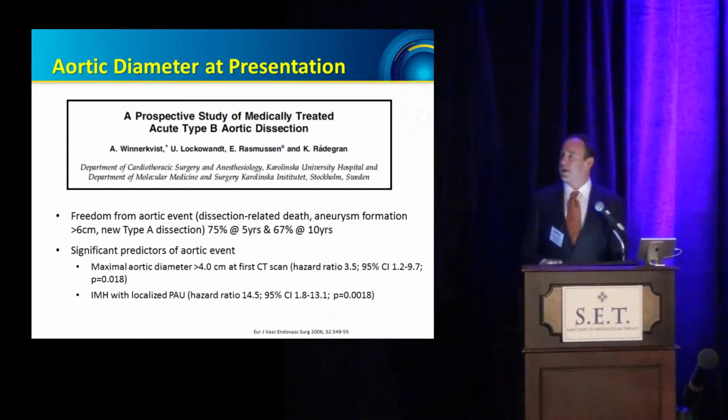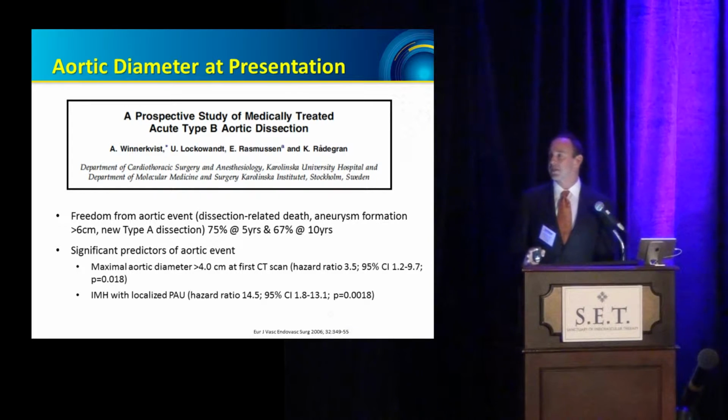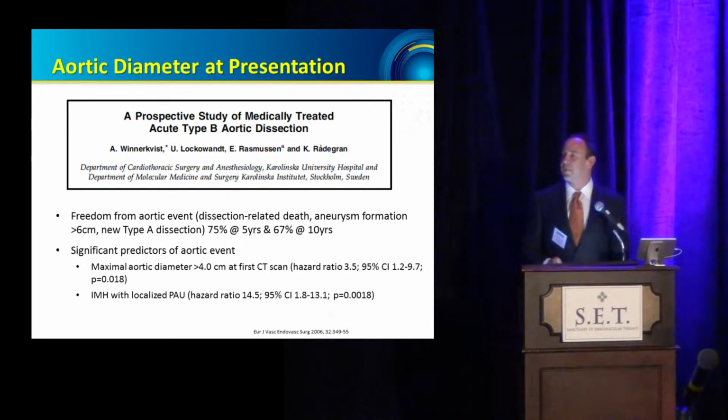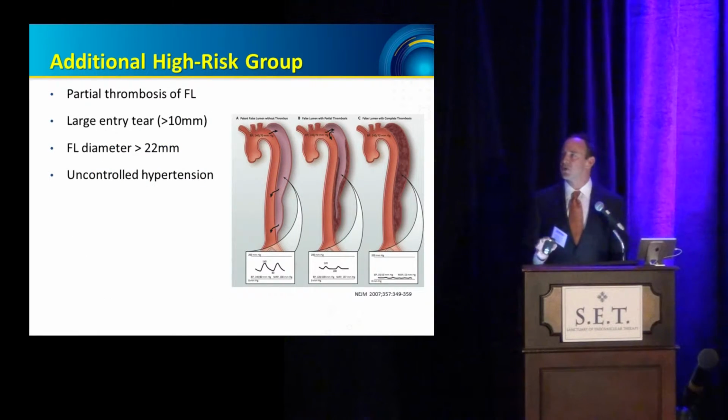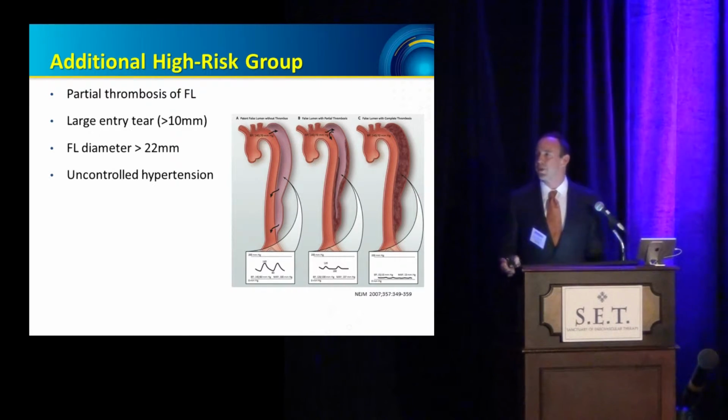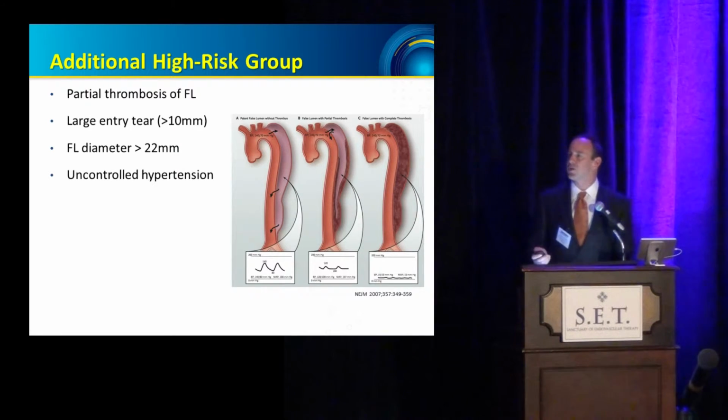Again, so freedom from aortic event, taking a look at dissection-related death, aneurysm formation, as well as a new type A dissection. This is related to medically treated type B aortic dissection, and significant predictors of aortic event are a maximal aortic diameter greater than 4 centimeters at first CT scan, and then IMH with a localized PAU. Again, additional high-risk groups are partial thrombosis of the false lumen, large entry tear, especially up near the left subclavian greater than 10 millimeters, the false lumen greater than 22 millimeters, and then uncontrolled hypertension.